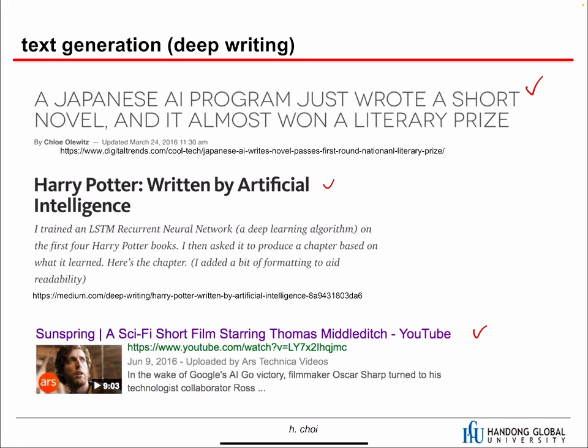And also there's another one. People trained a neural network with lots of film scripts. Then the neural network could write a new script. Based on that script, they hired some actors and actresses, and they actually made a film. So this is the first film based on a neural network generated script.